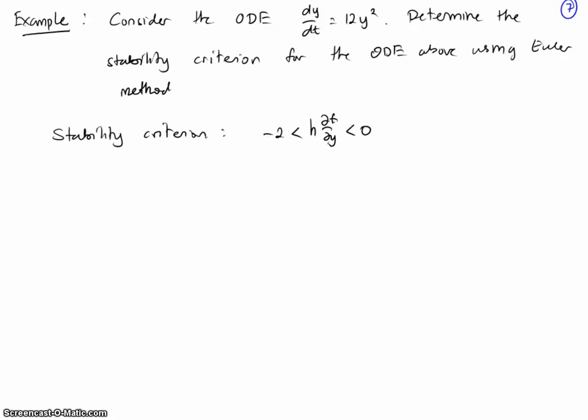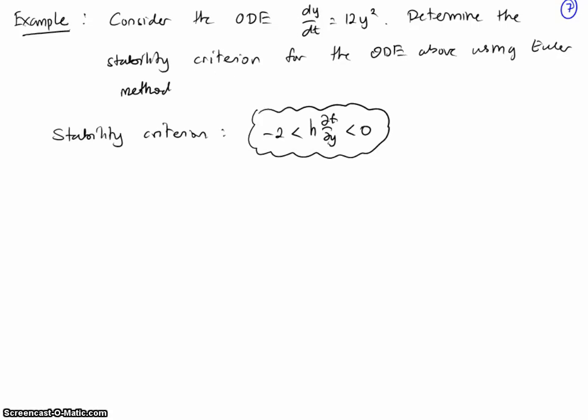Alright, let's consider an example. Let's say you have an ODE that is given by dy/dt = 12y². So your right hand side is 12y². You are asked then to determine the stability criteria for the ODE above using the Euler method. We already know that the general stability criteria for the Euler method is given by this equation over here.